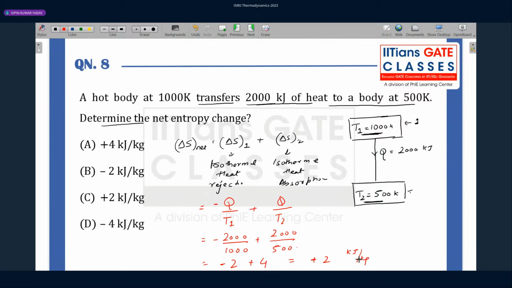So the total entropy change, or the net entropy change of both the systems, or both the bodies, is plus 2 kilojoule per kg. Okay. I hope it is clear. Yes. Chalo. Let's move on to the next question.